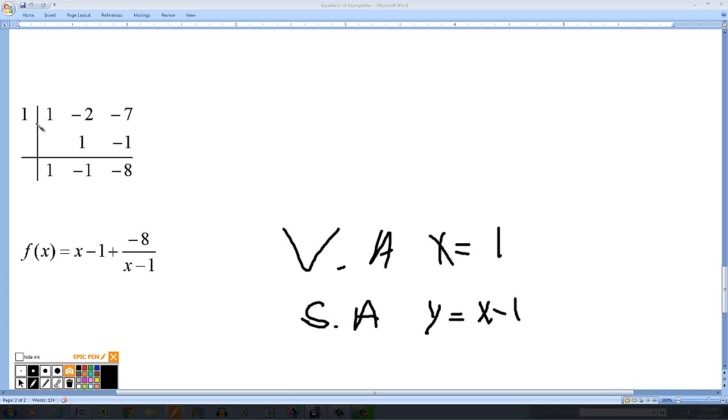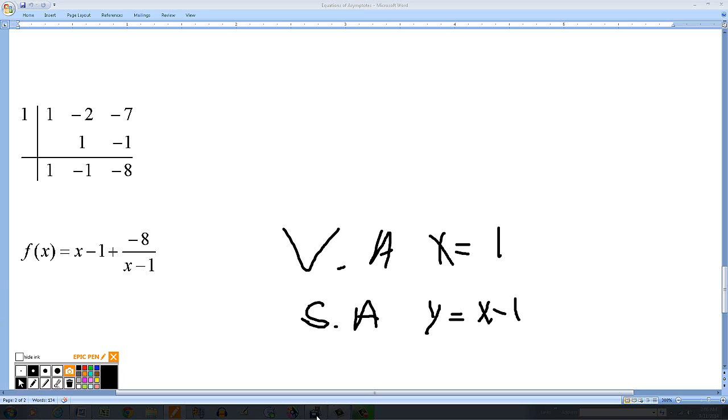So the way you do it, what they tell you is go ahead and divide the denominator into the numerator, disregard the remainder because of what I just said here, and then you take your partial quotient, which in this case is x minus 1, set it equal to y, and that's your oblique or slant asymptote. Now if the degree of the numerator is 2 or more than the degree of the denominator, then you won't have an oblique or a horizontal asymptote.